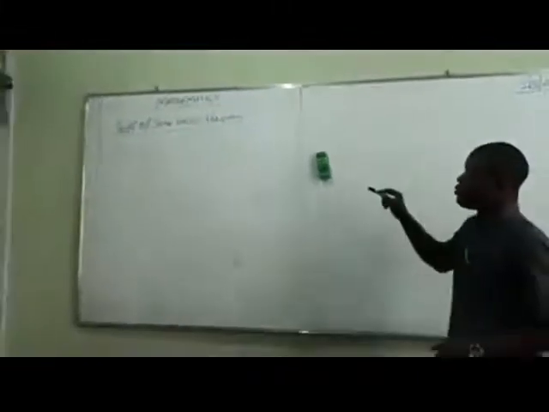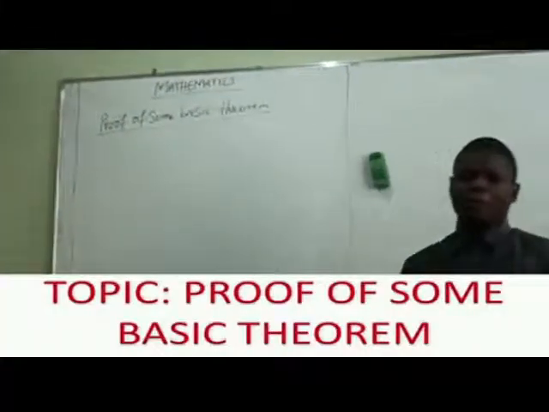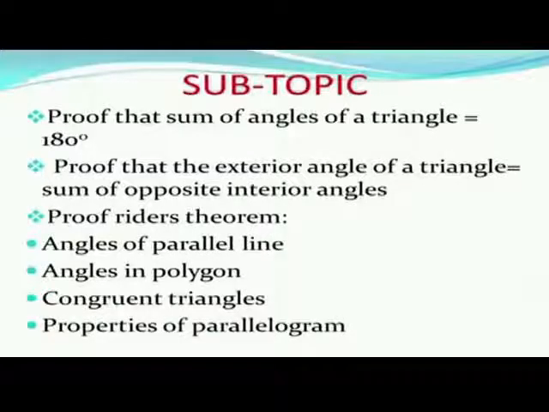So I don't want us to sing the full verses. Now, this will lead us to a topic we have here on the board, which is proof of some basic theory. Here, we are going to look at proof that sum of angles of a triangle is 180 degrees. Also, we are going to prove that the exterior angle of a triangle is equal to the sum of the two opposite interior angles. We are going to prove some Rider's theorem. We are going to calculate angles of parallel lines and angles in polygons.